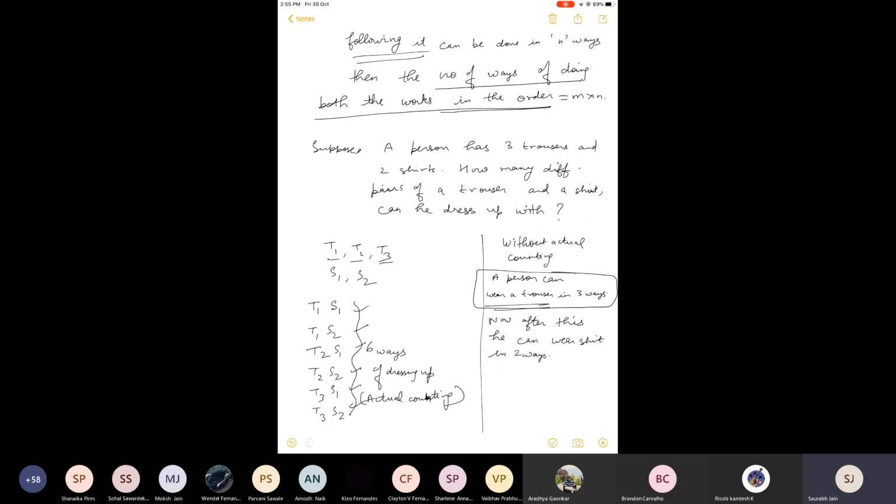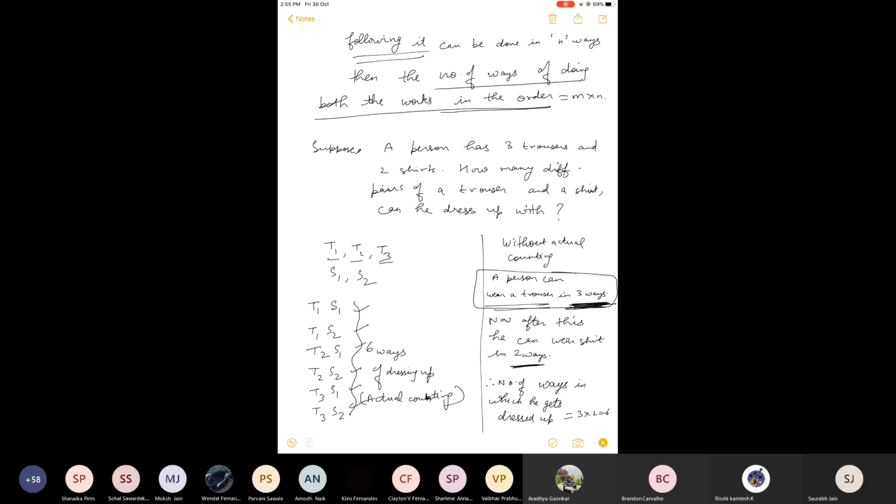So now listen carefully. He can do the first work in three ways, and the second work following it can be done in two ways. Therefore, the number of ways in which he gets dressed up will be equal to m into n, that is 6.